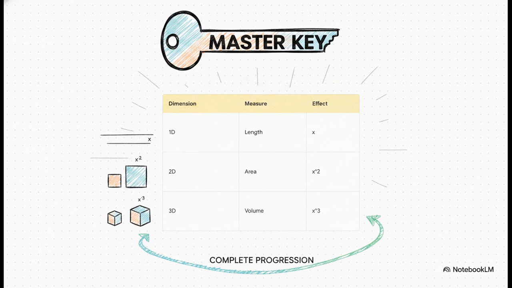What's really interesting here is how this progression elegantly visualizes everything we just proved. In 1D, for length, the measurement simply multiplies by our scale factor. Let's call it x. In 2D, for surface area, the measurement multiplies by x squared. And in 3D, for volume, it multiplies by x cubed. It's almost like a universal master key for scaling any similar solid.